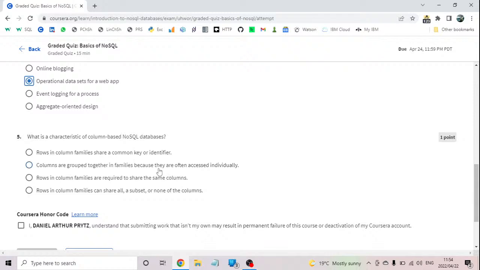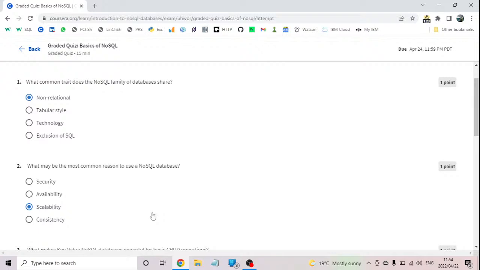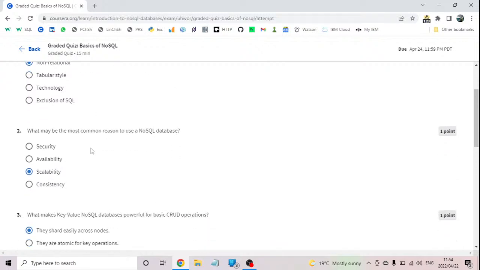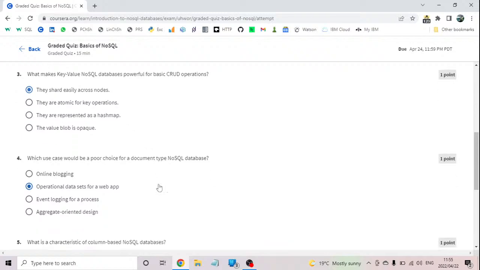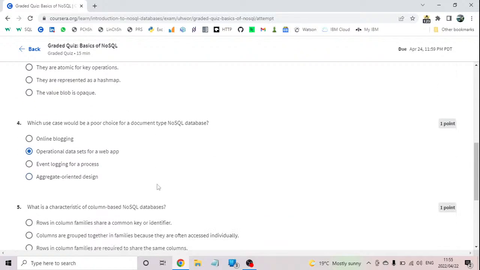Columns are grouped together in families because they are often accessed individually. Well, that doesn't make sense, because family and accessed individually are like oxymorons. So this does seem reasonably true. Okay. I definitely got this right. This one I might have got wrong. This one I might have got wrong. This one I also might have got wrong.